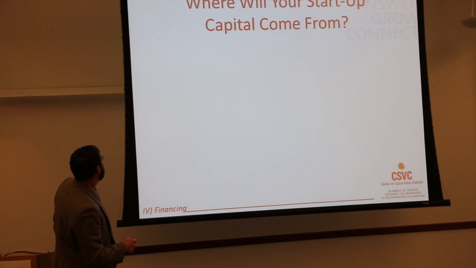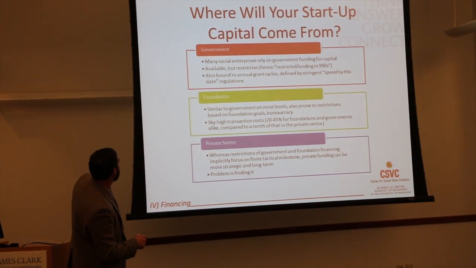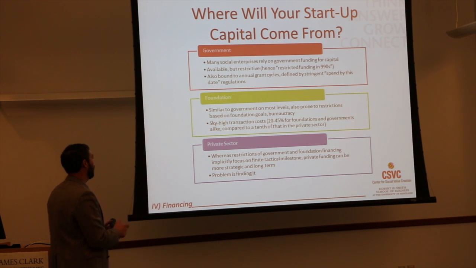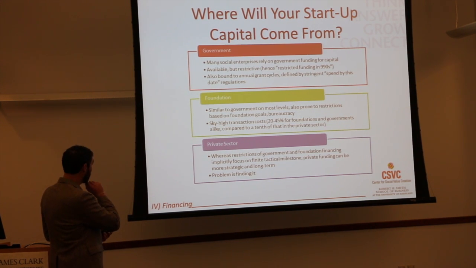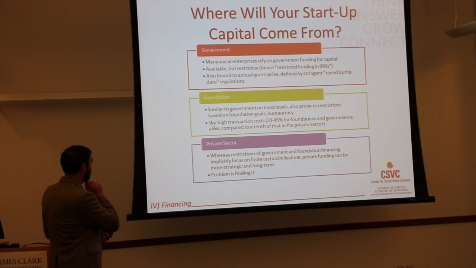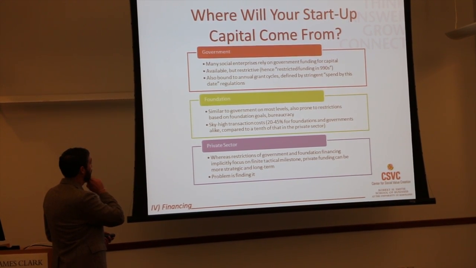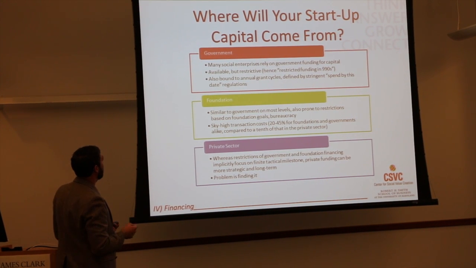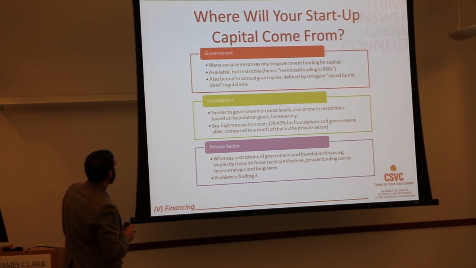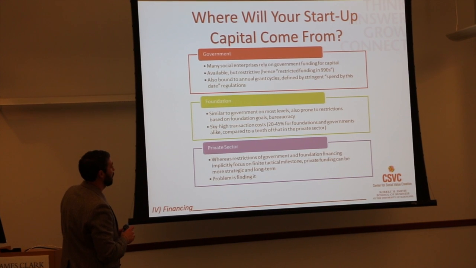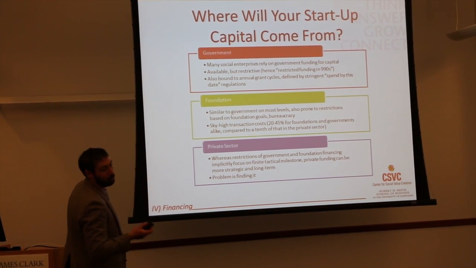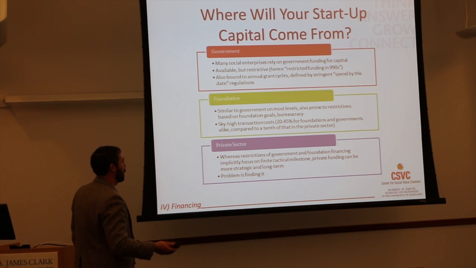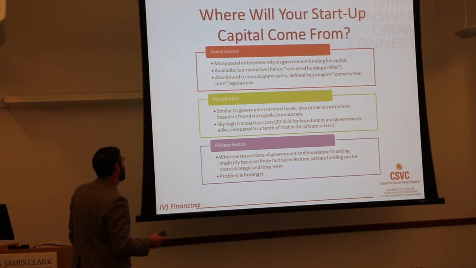So I know financing, I want to make sure we get to this video because I think the financing part is an important facet, and I do want to talk about impact investing. For a lot of social enterprises, startup capital comes from three sources: government, foundation, and private sector. Government capital is often cyclical, often restrictive. You apply for money, you get your money, you have to spend it in a certain way, and then it goes away.